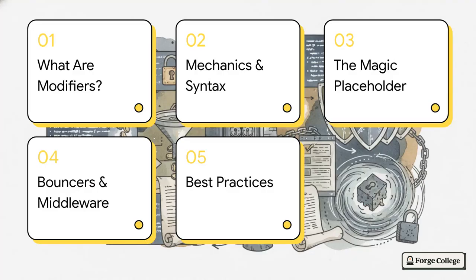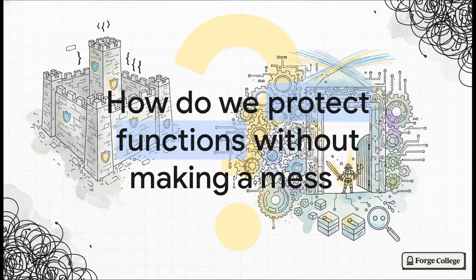We'll cover: 1. What are modifiers? 2. The mechanics and basic syntax. 3. The magic placeholder. 4. Bouncers and middleware. And finally, 5. Best practices and trade-offs. So before we introduce the solution, we kind of need to establish the problem, right?